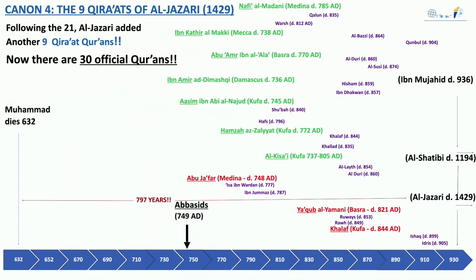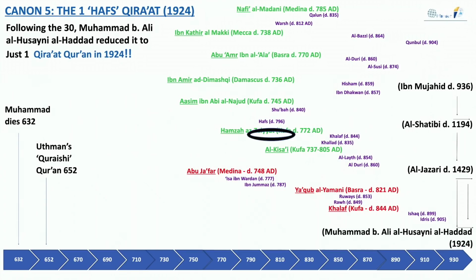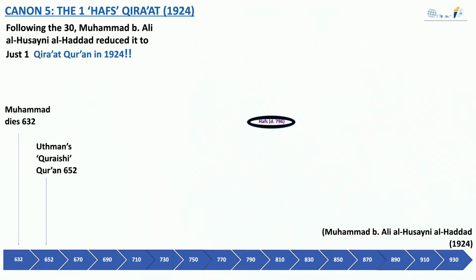All of them coming after the Abbasids. Now we come to canon number 5. And canon number 5 is from 7 to 21 up to 30. Then we have to come back down to 1 again. And this is why I want to make it visual, so people see why we're talking about this. You're not good enough with 30, because obviously you cannot have standardized tests, so you've got to bring them back to 1. So they bring it back to this one here, the Hafs that's circled in black. There he is. What is that? Well, 1 official Quran chosen 96 years ago.